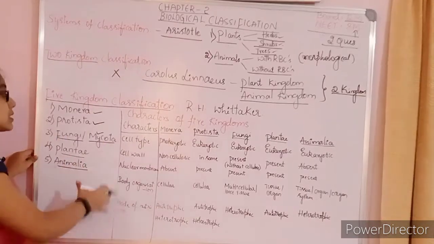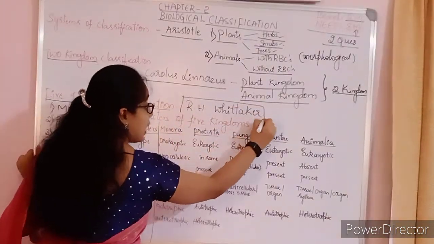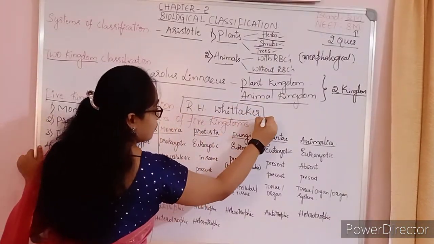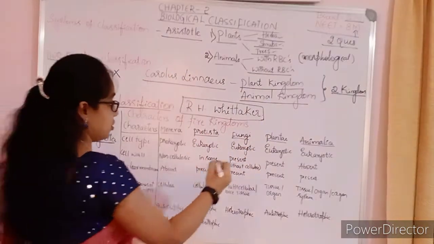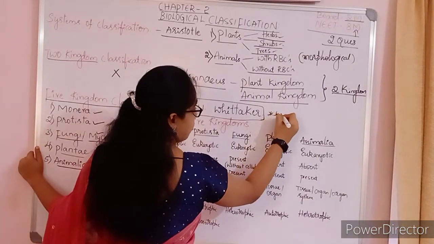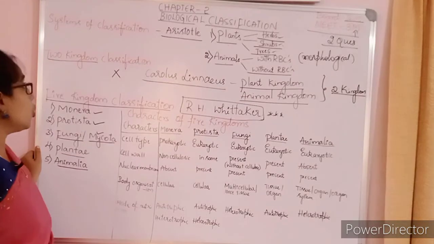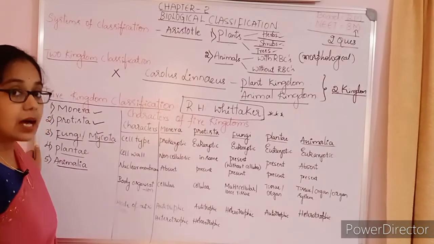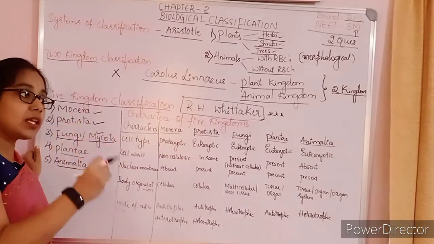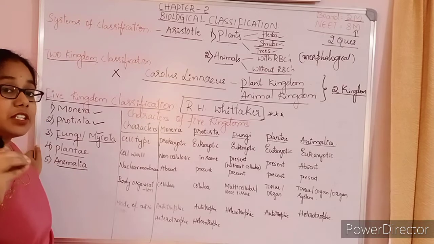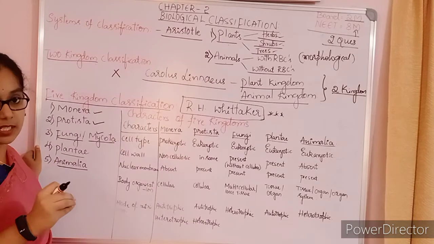Okay, so this is the 5 kingdom classification which was given by R.H. Whittaker. This is very much important for your board examination. Okay, so it is important. Also, you may get a question like this: who classified organisms into 2 kingdoms? Or else, the 2 kingdom classification was given by. So this type of question you may get in your KCET examination.